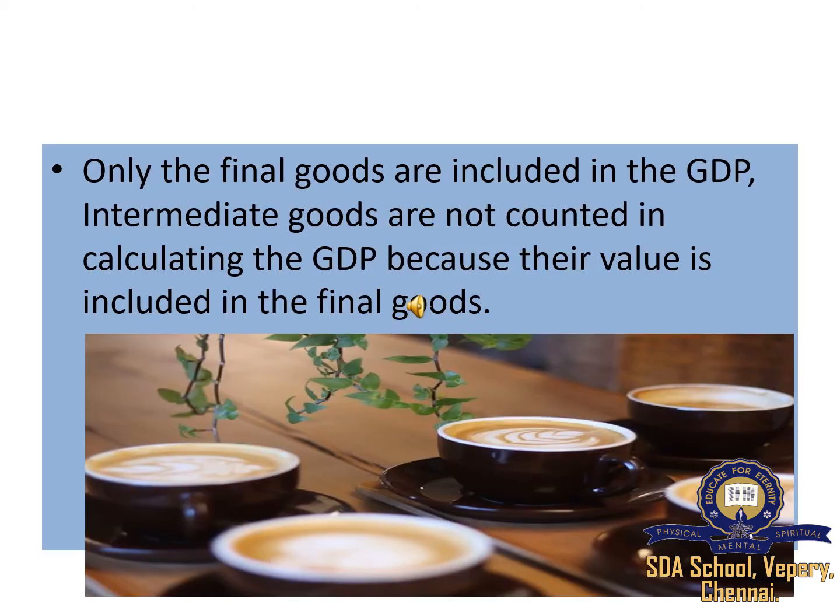Only the final goods and services are included in the GDP. Intermediate goods are not counted in calculating the GDP, because their value is already included in the final goods. So, the intermediate goods are not included in the calculation of GDP. If the intermediate goods were included in the GDP, it would result in double counting.